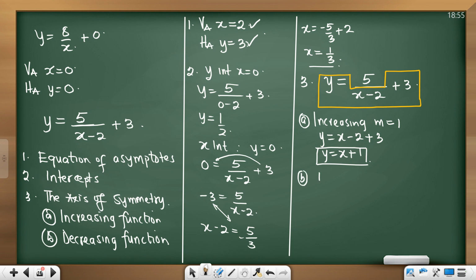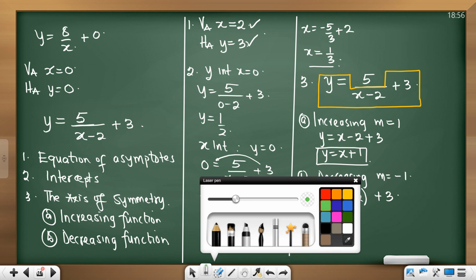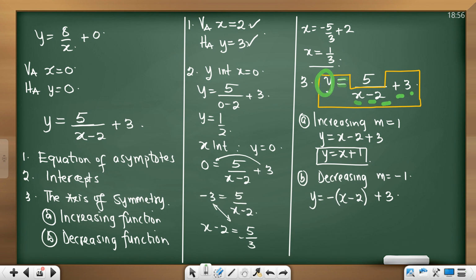B, decreasing function. When it is decreasing, it means my gradient is negative, and it is negative 1. Look at what I'm going to do. Whatever is at the bottom, the denominator, I am going to multiply by what? By negative. Check the difference. I'm just dealing with what I have in the yellow. With the positive gradient, we just write it: y equals x minus 2 plus 3. Done. But if it's a negative gradient, I'll put a negative there.